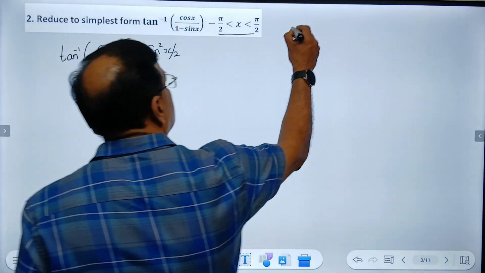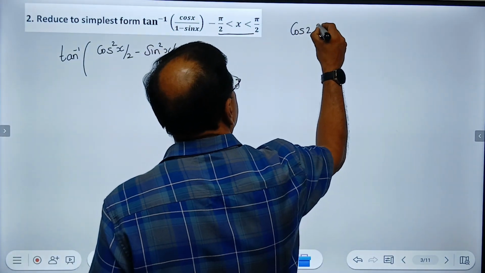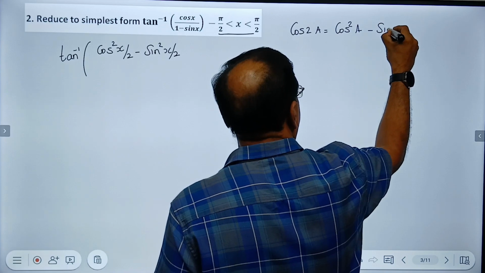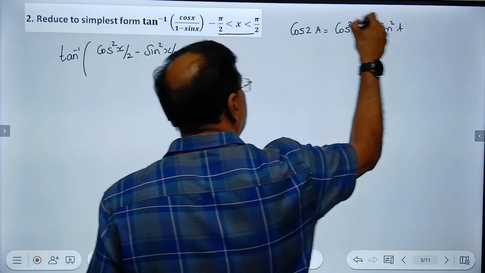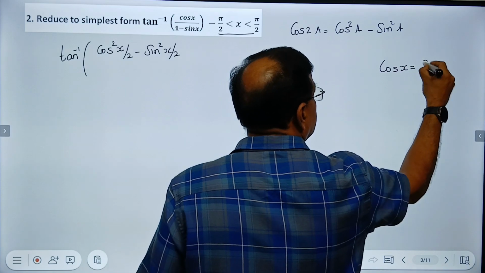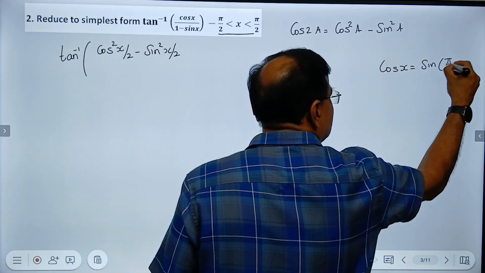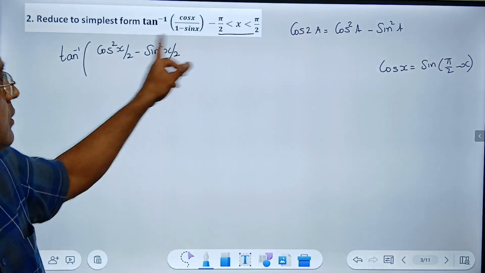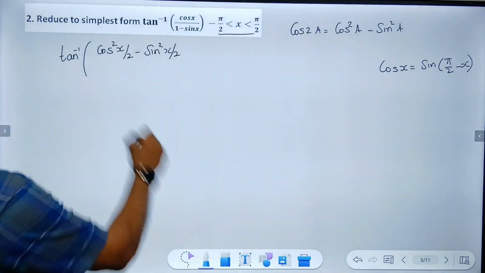Now what is the cos 2a formula? Cos 2a formula is cos square a minus sin square a. I like to do the problem this way. If you want, you can even do the problem by writing cos x as sin of 90 minus x. That is also very much possible. It is in fact shorter than the method which I am adopting.